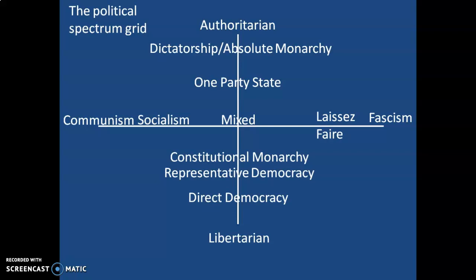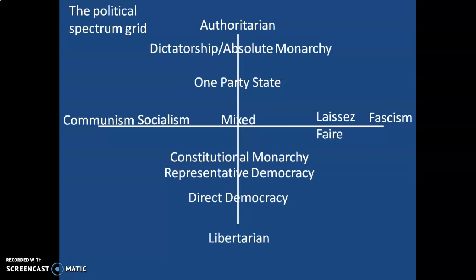We begin at the bottom with the most libertarian form of government being a direct democracy. Then we move up to representative democracies or constitutional monarchies. Moving up, we get above the center and we get into the one-party state, and then the dictatorships and absolute monarchies.